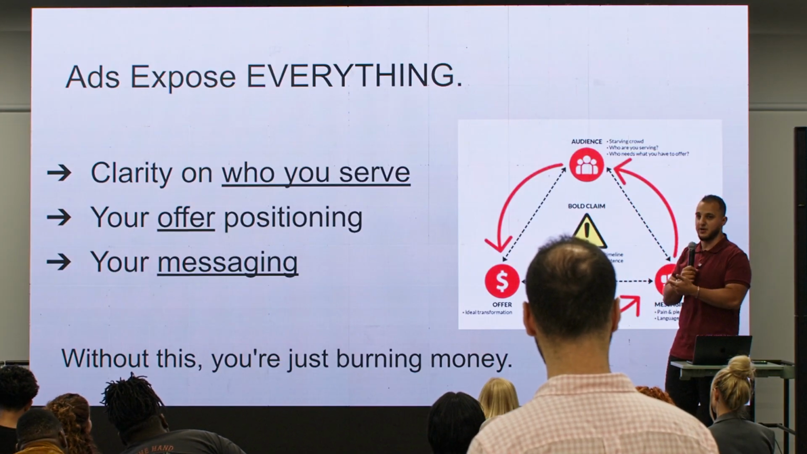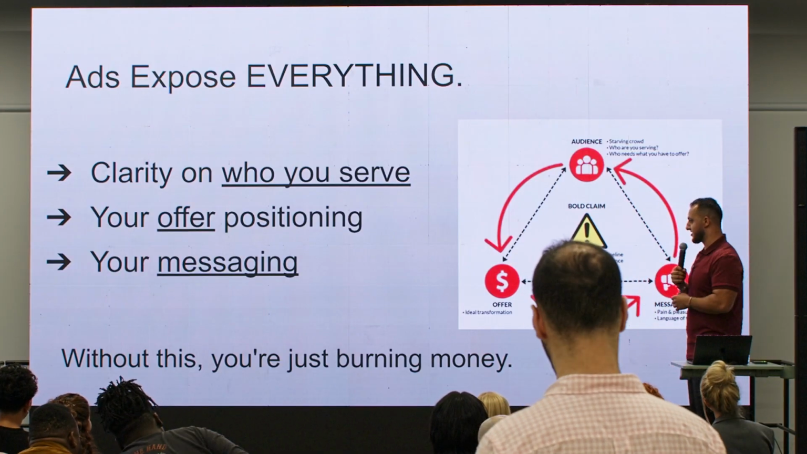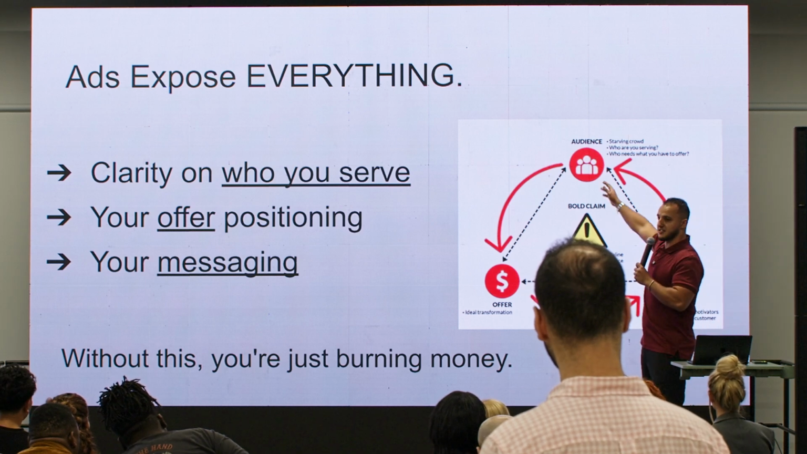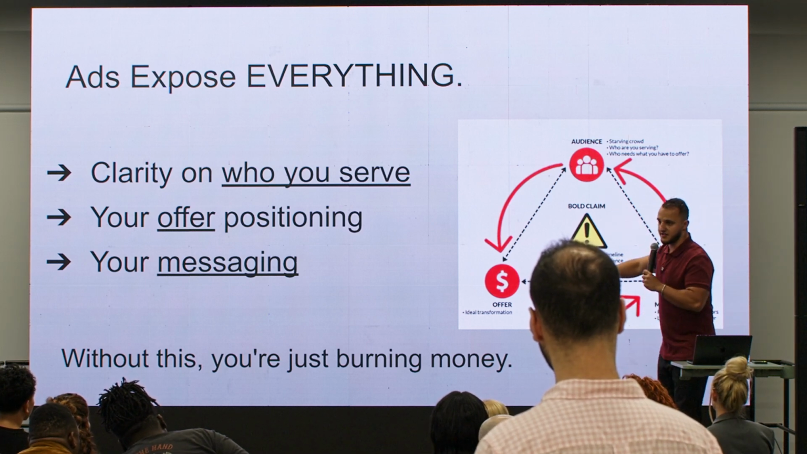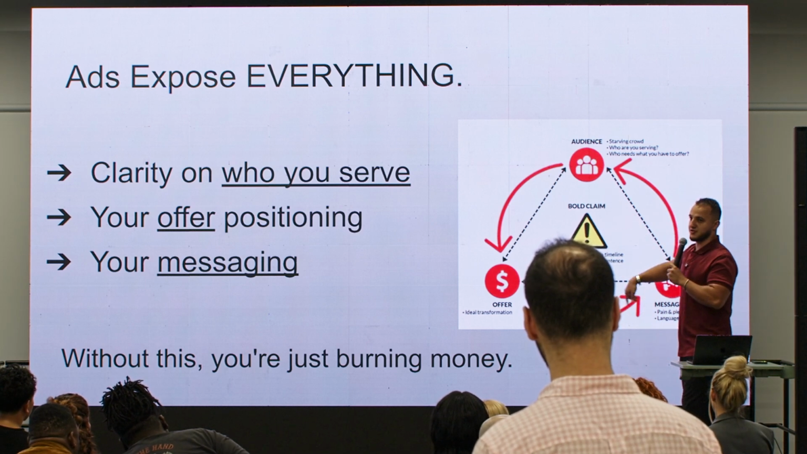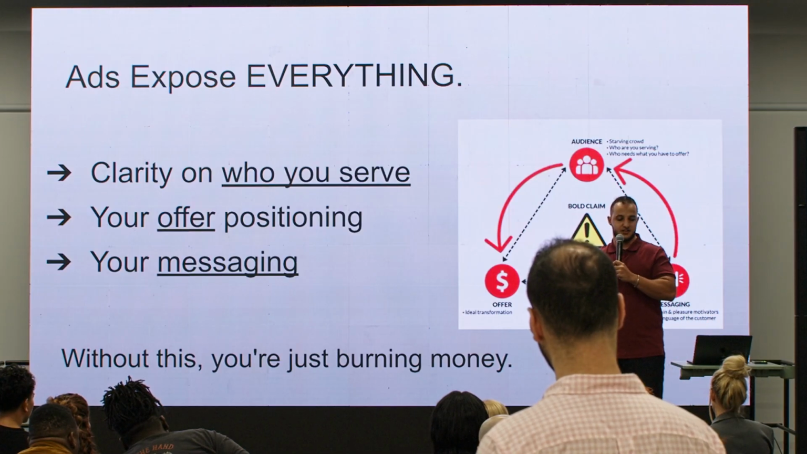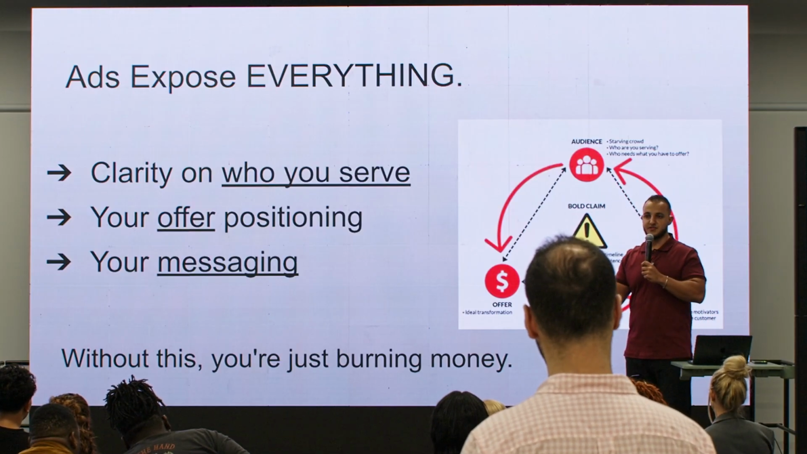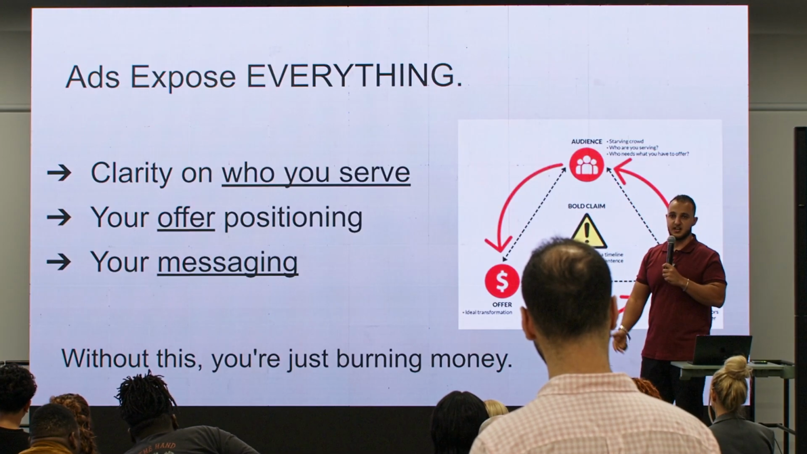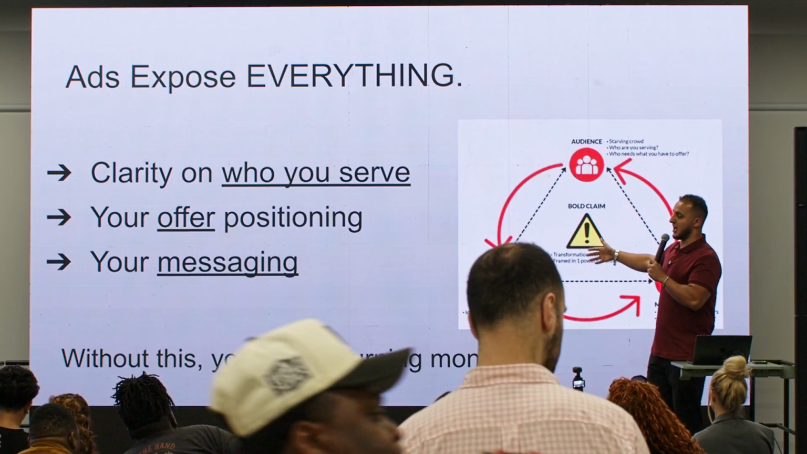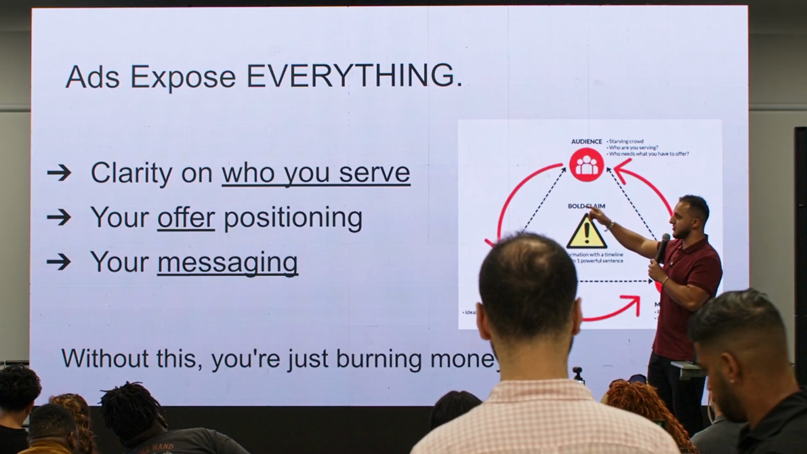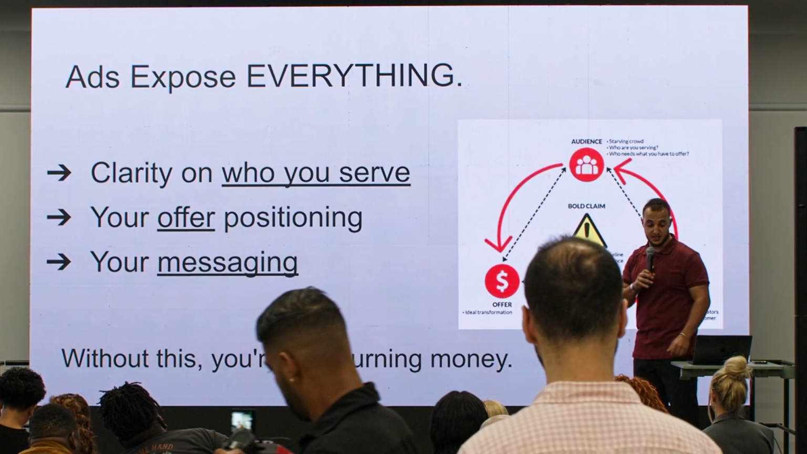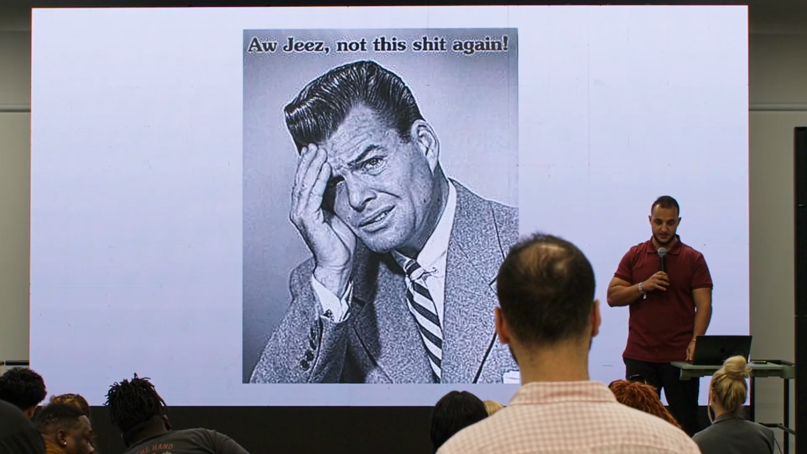I had no idea what it was. I just drew this thing. I was like, oh, this is so cool. Your audience, your offer, your messaging. If any one of these core pillars is broken, your ads don't work, you have bad leads, and you get stuck scaling. And we found this time and time again that without clarity on who you serve, your offer positioning, your messaging, you're just lighting your money on fire, right?